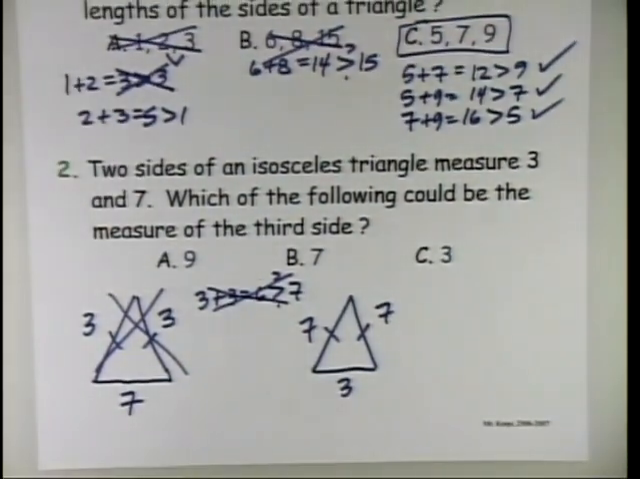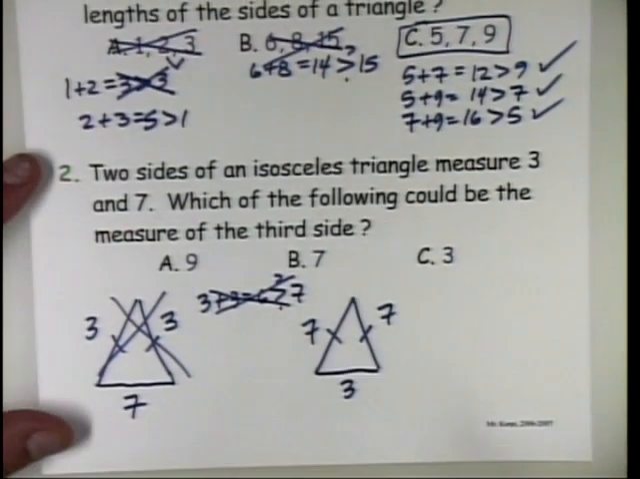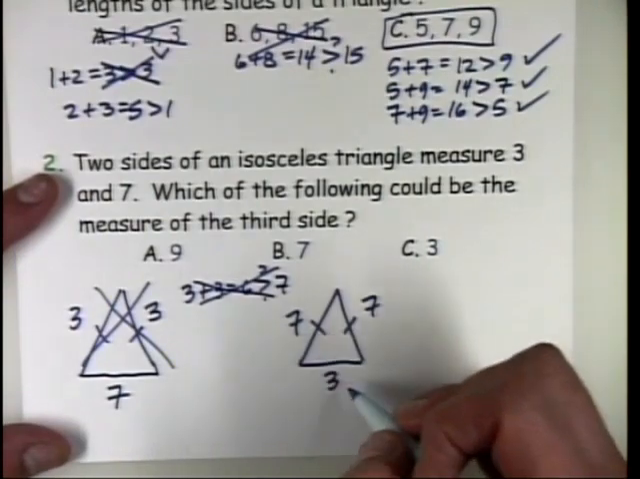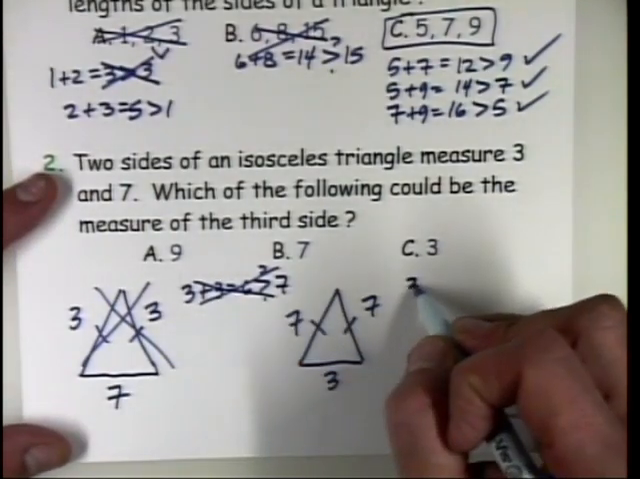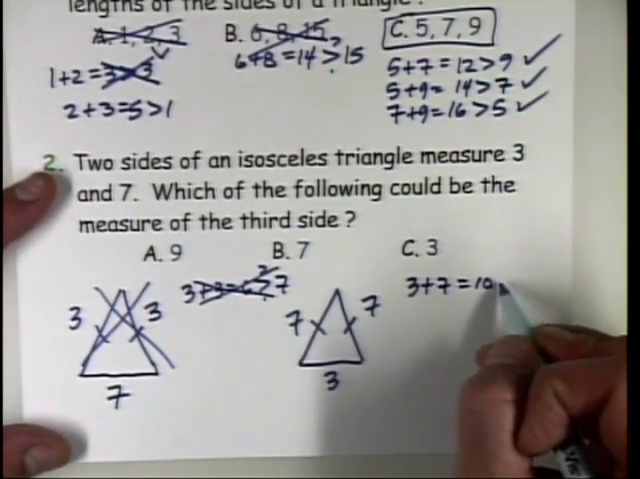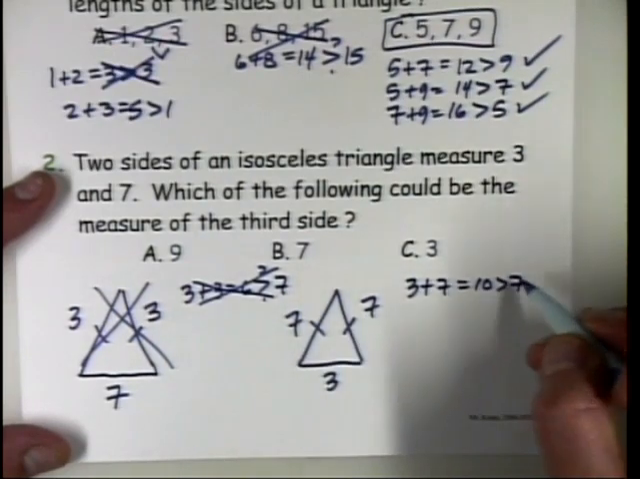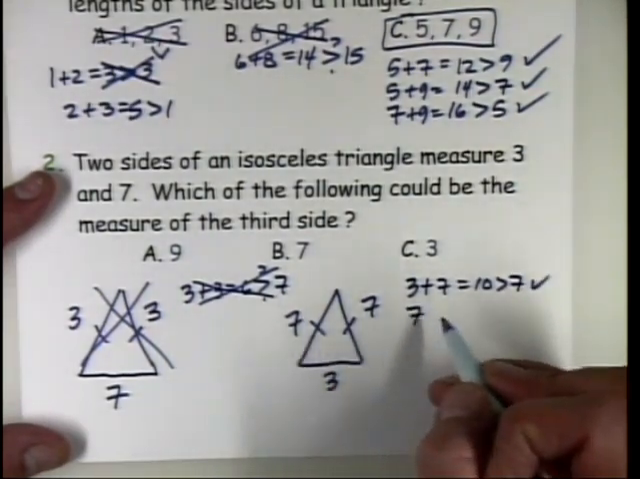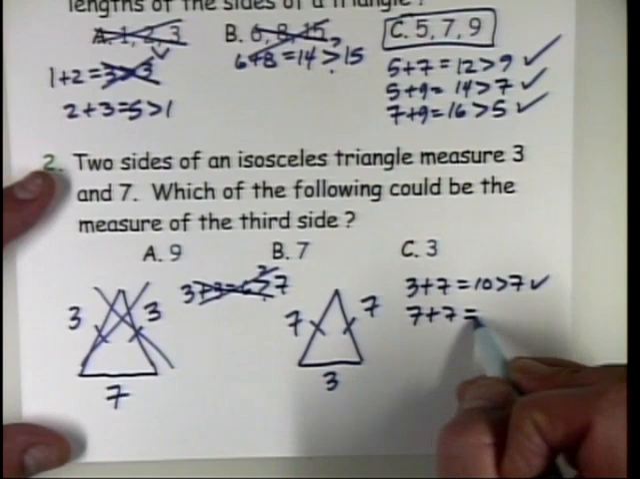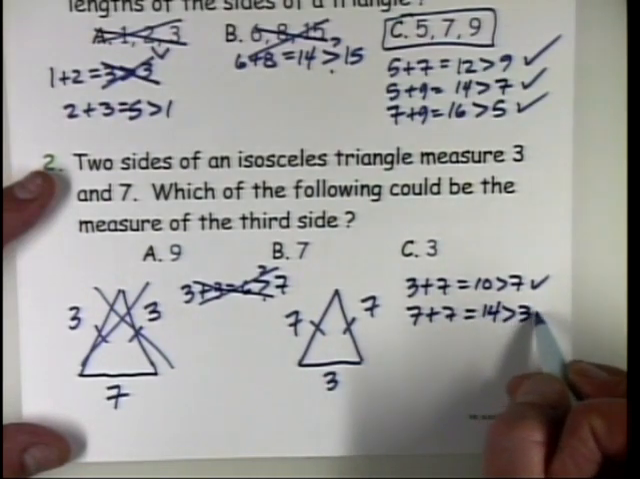Notice it didn't say which one was 3 and which one's 7. Now this could be a triangle. Let me check. The two smaller sides are 3 and 7. 3 plus 7 is 10. Is that greater than the other side 7? Yep. I can check the 7 and 7 combination. That's going to be 14, which is greater than 3 for sure.